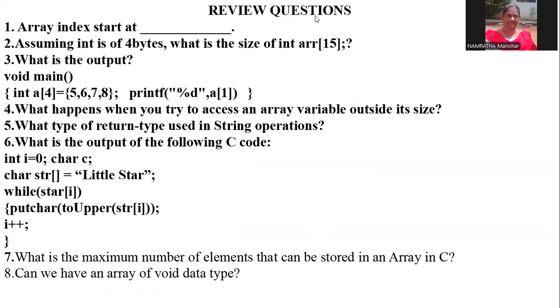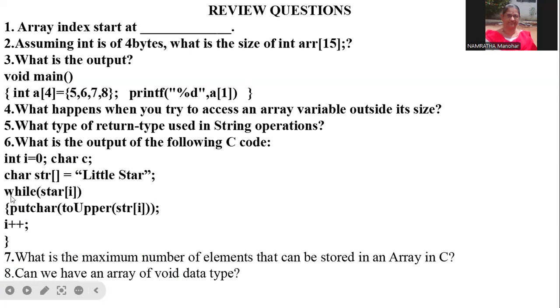So here are some review questions I have given. An array index starts at... Question: assuming int is of 4 bytes, what is the size of int array[15]? What is the output of this program? I've given a small piece of code here. You have to find out what the output is. What happens when you try to access an array variable outside its size? What type of return type is used in string operations? What is the output of the following C code?